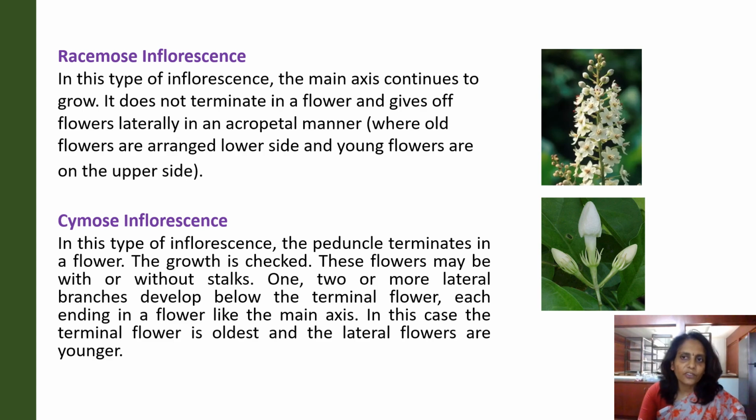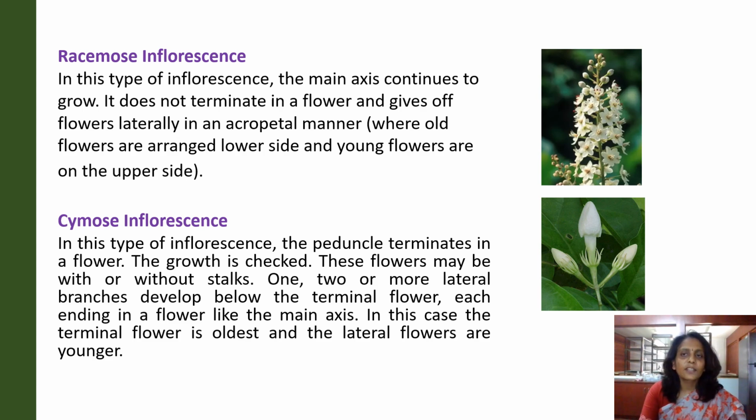So what is a racemose inflorescence? This is a type of inflorescence where the main axis continues to grow indefinitely. It does not terminate in a flower. It produces a number of flowers laterally in an acropetal manner, where the older flowers are arranged at the bottom and the younger flowers are present at the top.